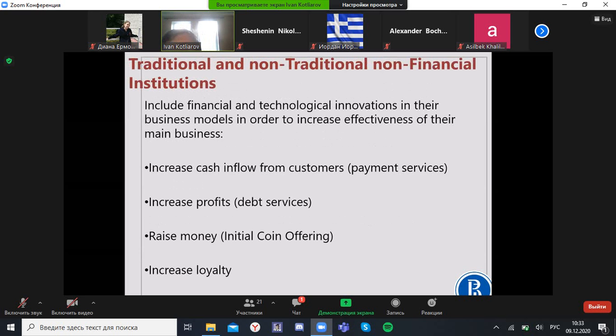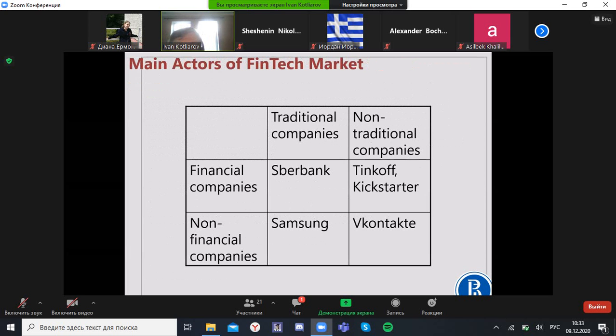Okay. Traditional and non-traditional, non-financial institutions. Let's go back, guys, to our beautiful matrix. It is the lower line of the matrix. Samsung as a traditional company and FinTech as a non-traditional company.